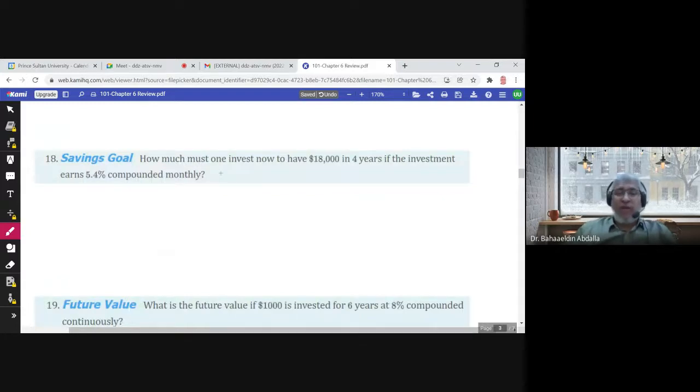How much must one invest now to have 18,000? So this is the future value in 4 years if the investment earns 5.4% compounded monthly. If you want, I can write it as i, the interest per period, which is 0.054 over 12, and you can find it or keep it. And n is m times t, so 4 years compounded monthly times 12, that's 48.